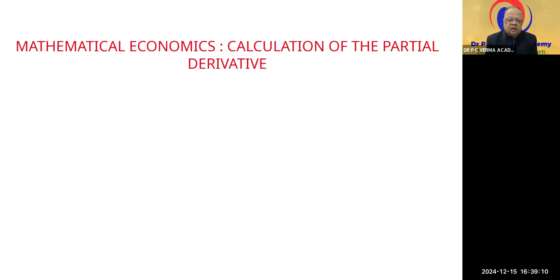Partial derivative, mathematical economics calculation of partial derivative. Partial derivative means if you have 3 variables, 4 variables, then you will find out its derivative one by one. First, keeping second, third constant, then second, keeping first and third constant, then third, keeping first and second constant. In that way, in 3 variables, we have 3 partial derivatives.